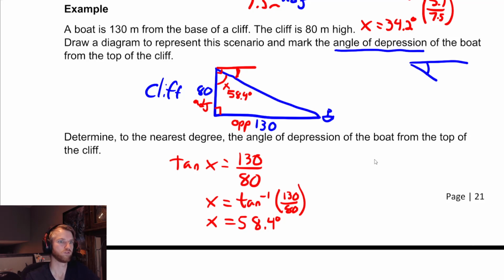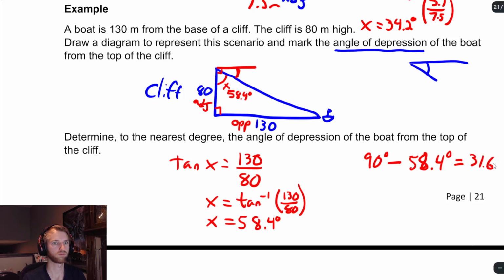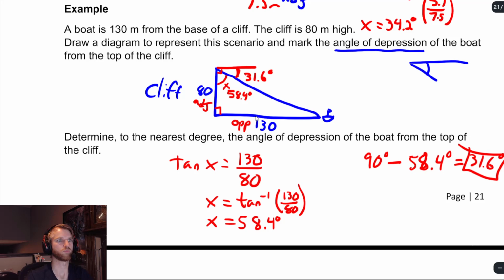So in my calculator, I could say 90 degrees subtract 58.4 is equal to what? So it'd be 31.6 degrees. That is what this angle here would be, and that's our final answer. That is our angle of depression. All right, so let's take a look at some more problems.